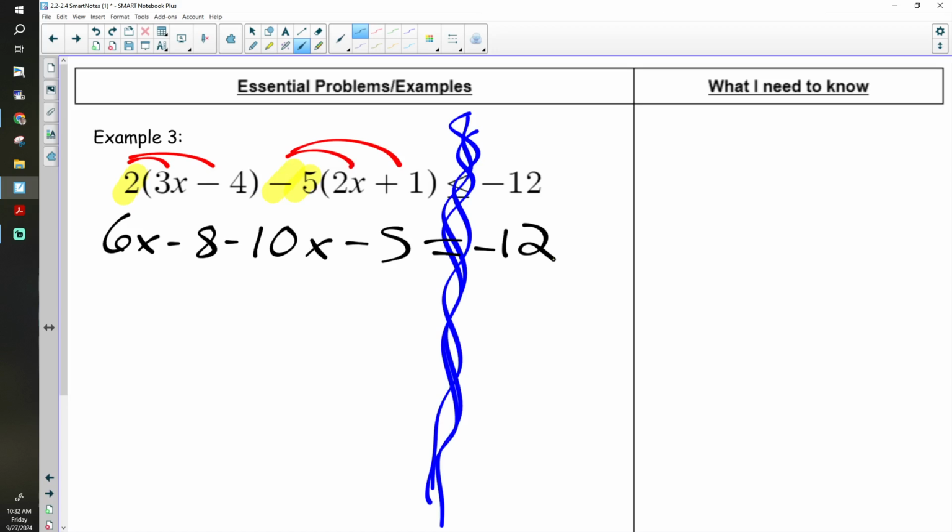Find your like terms and combine them on the left. Find your like terms and combine them on the right.